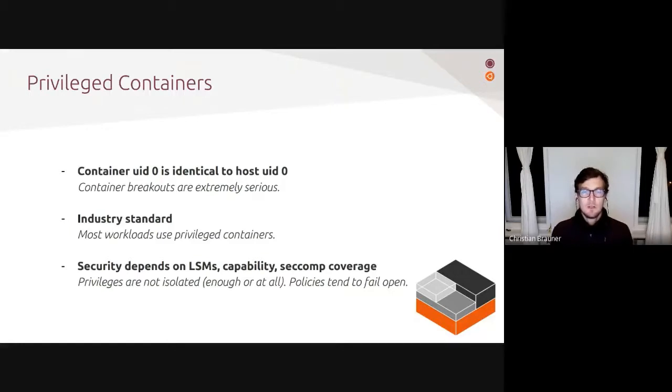And the security of privileged containers mostly hinges on LSMs, capabilities and seccomp coverage. So privileged containers are not really isolated enough, or even at all. This can be a big issue. And our personal stance is that privileged containers aren't and cannot be root safe.